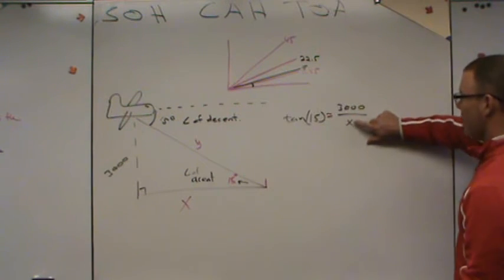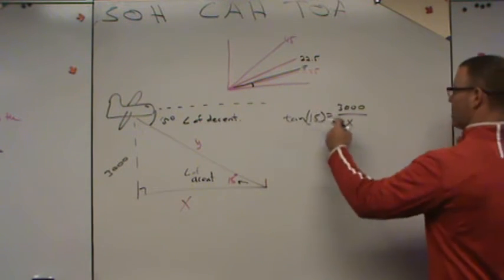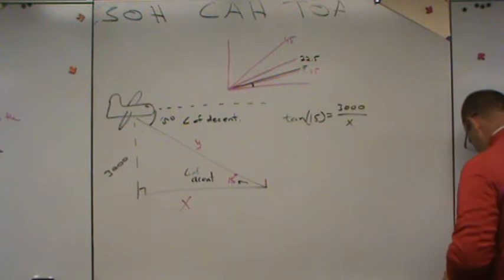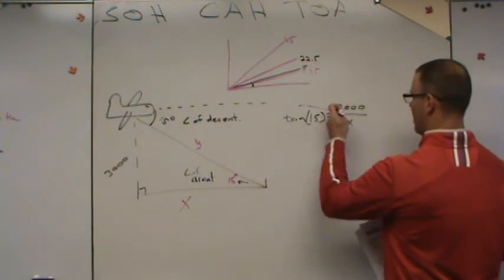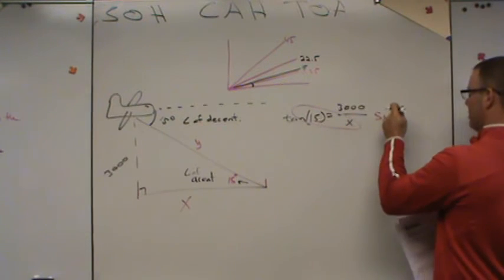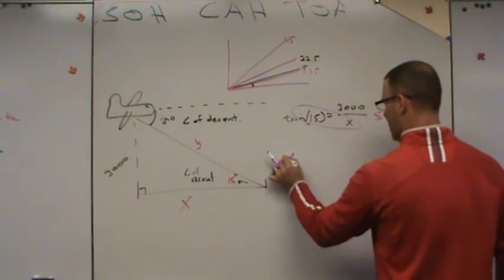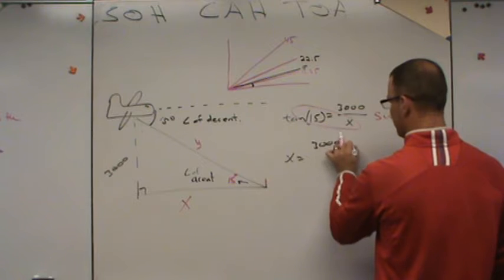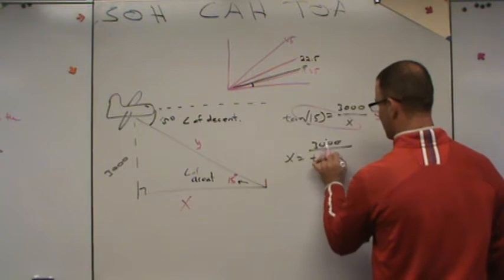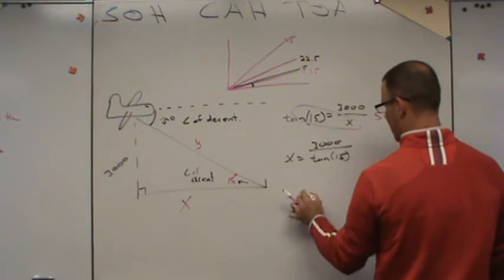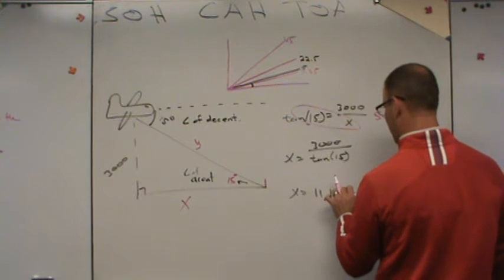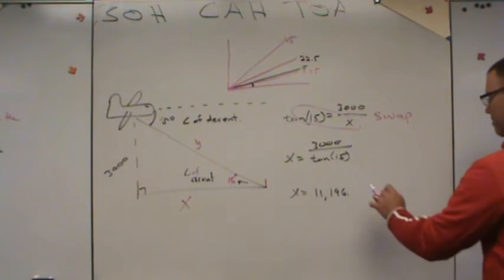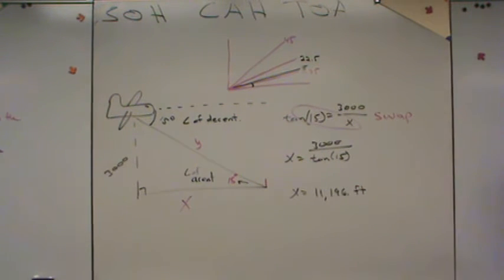When you have an x value in the denominator, cross multiplication doesn't get the variable by itself, but what really happens is these swap. And when these swap, I'm gonna get x is equal to 3,000 divided by the tangent of 15 degrees. And if I use my calculator, 11,196 feet, I think, is what it ends up being if you do this correctly.